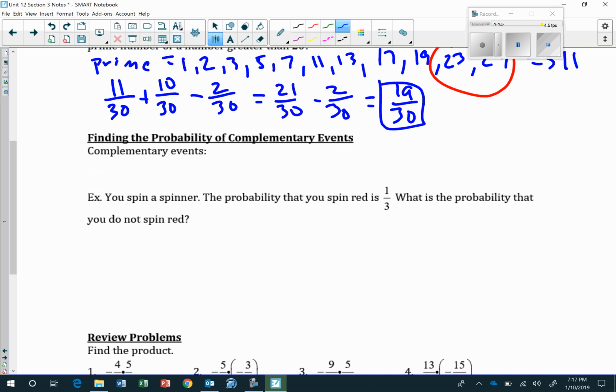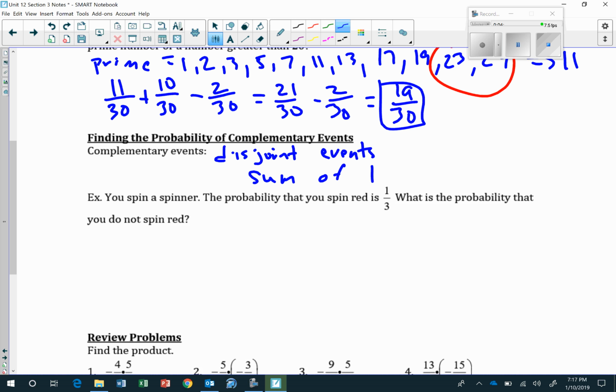The last thing we're going to talk about are complementary events. So complementary events are going to be disjoint events. That's the first thing we need to know. They don't have anything in common. So they're disjoint events. And when you add these two disjoint events together, they're going to have a sum of 1. So basically, complementary events are something that happened and the complete opposite of it.